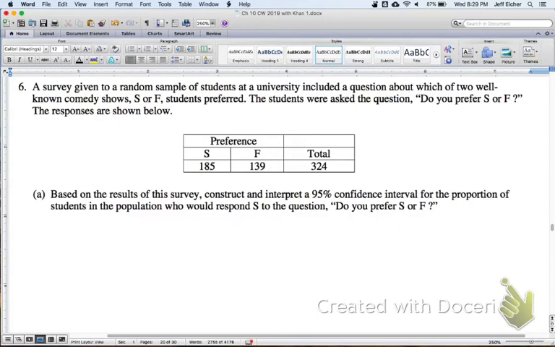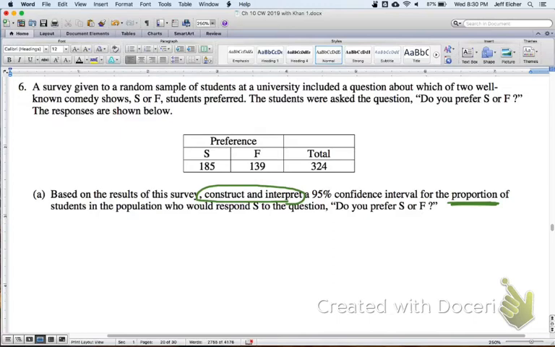Let's see, this is a question 6, so some interesting things might be going on. 6a says, construct and interpret a 95% confidence interval. So be really careful that you do both of those, construct and interpret. And we want an interval just for one proportion. So this is a one-sample z interval for p.